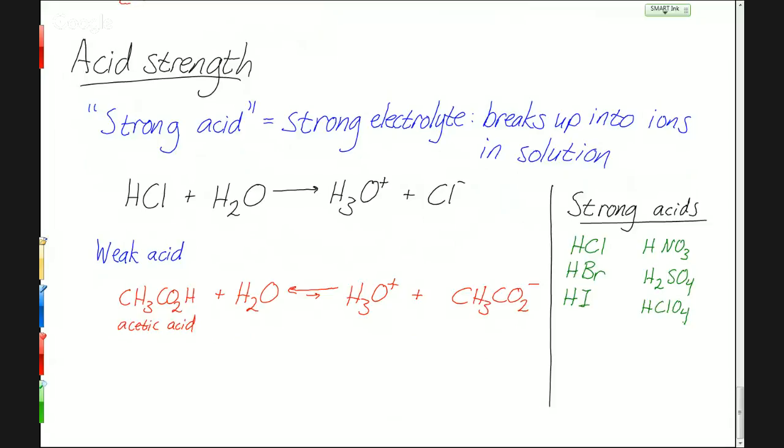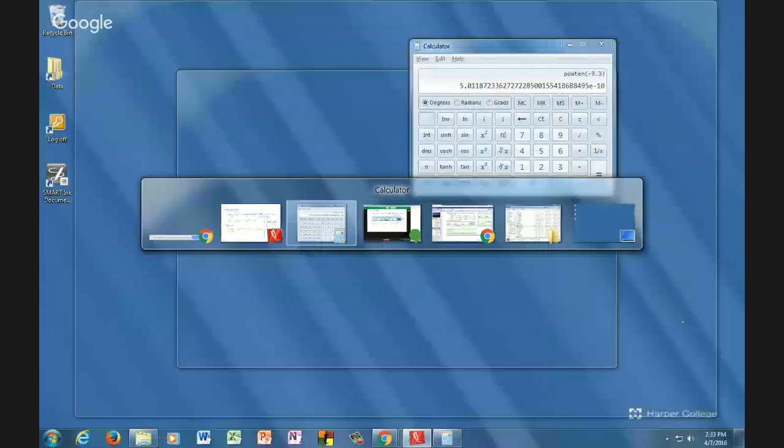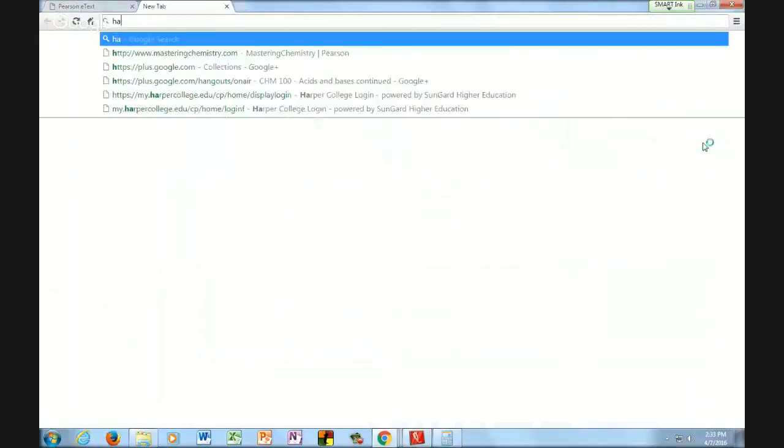So if we see the arrow drawn one way, that this is a strong acid and it will make ions completely. But before I forget, let's check Blackboard because you might not have to know all of those.